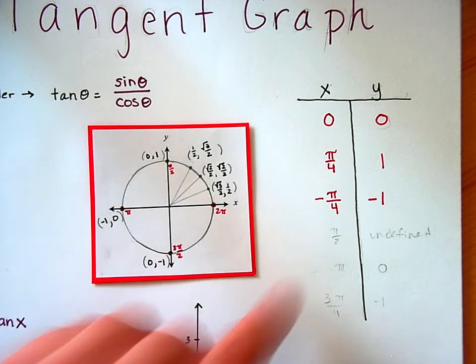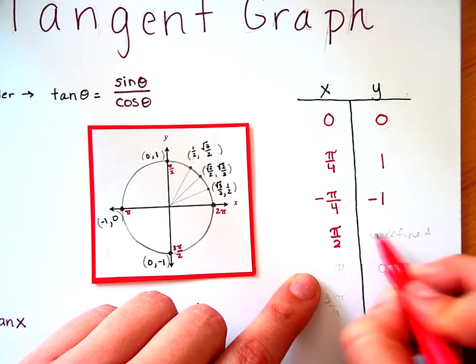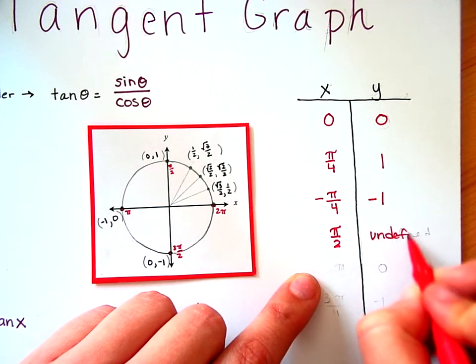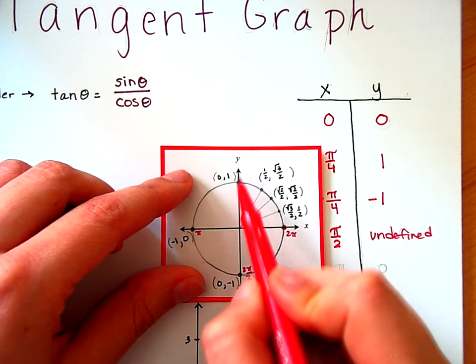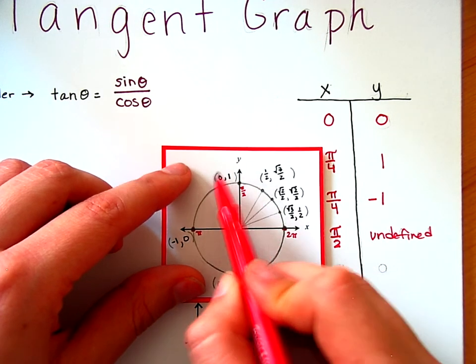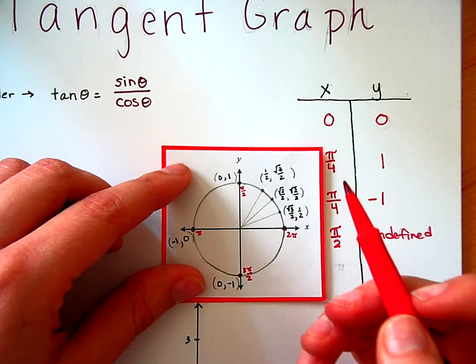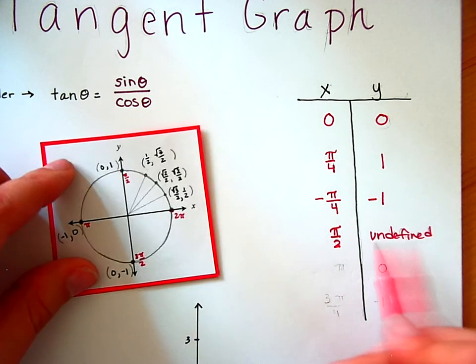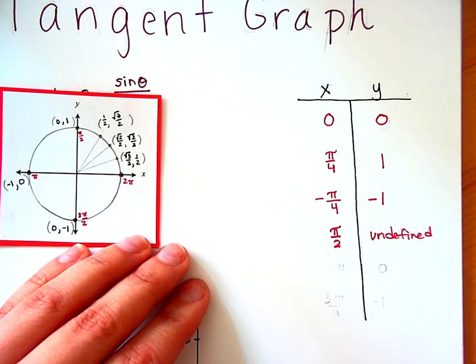Okay, then we have pi over 2. This is going to be undefined, and let's talk about why. So pi over 2 is 90 degrees. At 90 degrees, sine is 1, and cosine is 0. 1 divided by 0, oh, well, we can't divide by 0 in math. So that value, well, it's undefined. We can't find tangent of pi over 2.